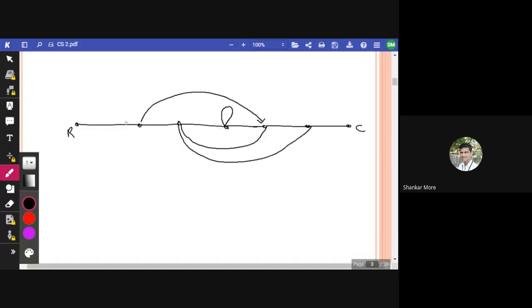So wait, I will give the path gain also. This is 1. Let us suppose this is A, this is B, this is C. Don't get confused between this C and this C. Consider this as a capital C, this as a small c. Okay. Then we have D, then we have E, positive E, then we have F, and then we have G. So calculate number of forward paths.